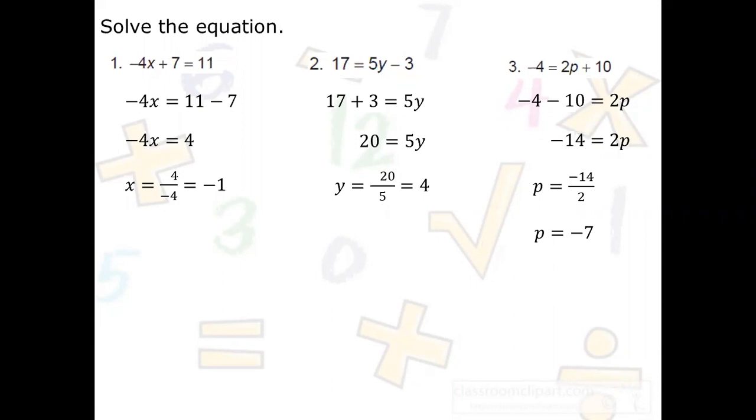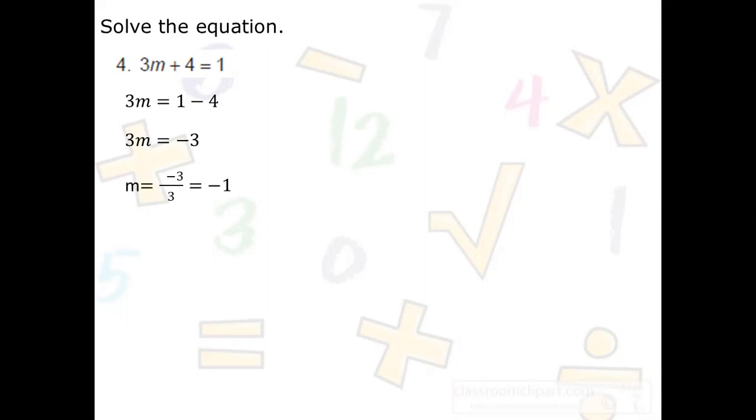Hopefully everyone will get these answers right, as you have enough practice solving equations by now. Okay, question number 4 says 3m plus 4 equals 1. These are the same steps to be followed. So it's going to be 3m equals 1 minus 4, because the plus 4 will change the sign, so it will become minus 4. So 3m is going to be equal to minus 3, because 1 minus 4 will give you minus 3. Then m is going to be equal to minus 3 over 3, which is minus 1. So the value of m is going to be minus 1.